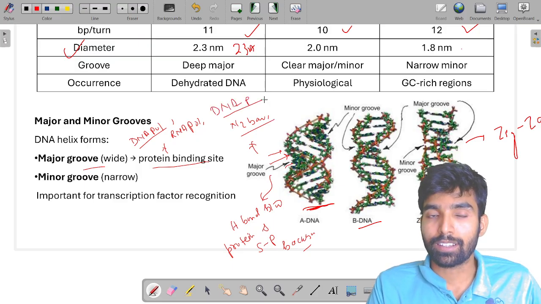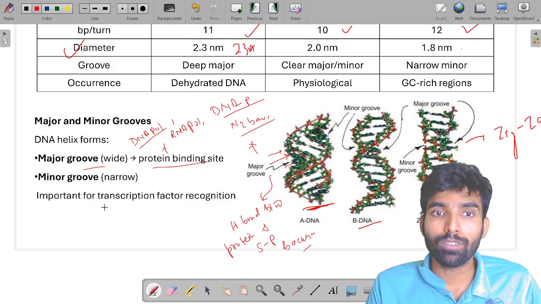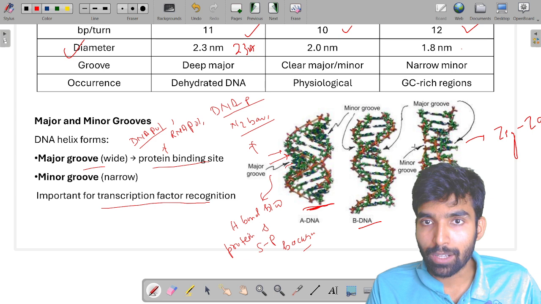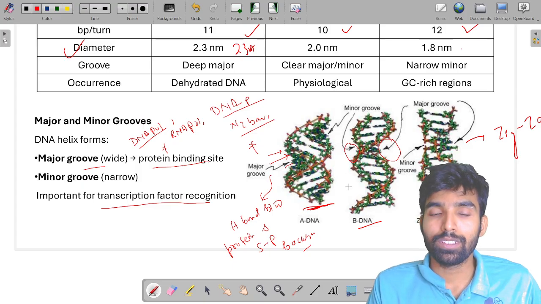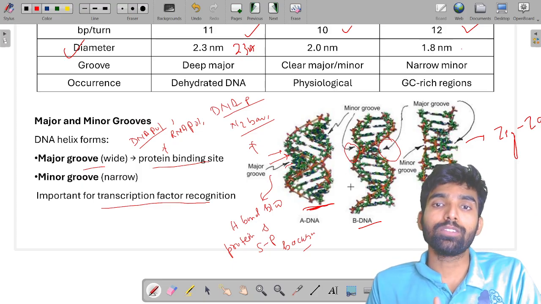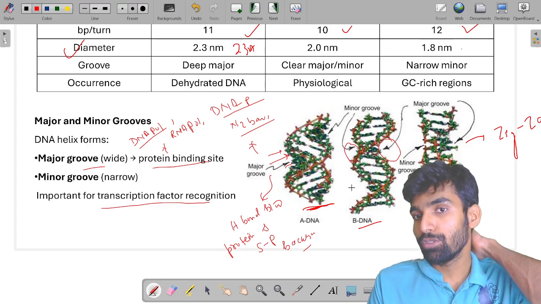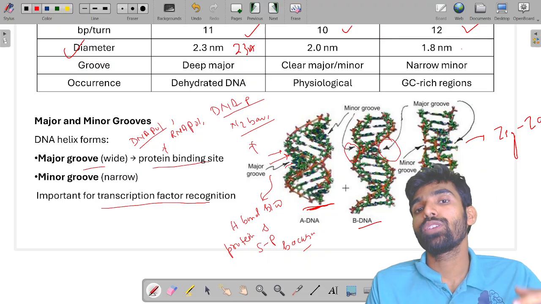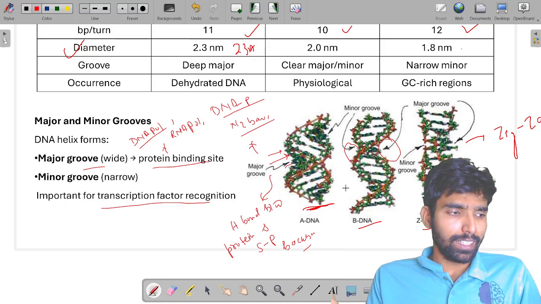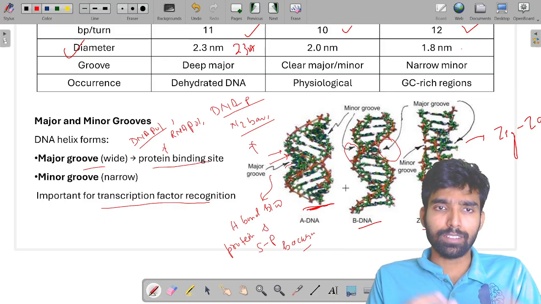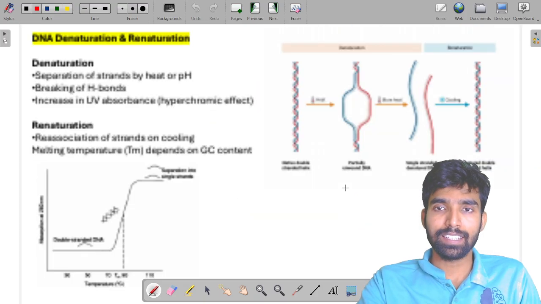Minor groove, these are important for transcription factor recognition. The minor groove is quite narrow. See the major groove, it's very deep here, and the minor groove is narrow. That's the difference between major groove and minor groove. So this groove plays a beautiful role in gene regulation as well as DNA-protein interaction. Why is DNA-protein interaction required? Because DNA polymerase is also a protein, RNA polymerase is also a protein. Those need to bind, right? Okay, next.